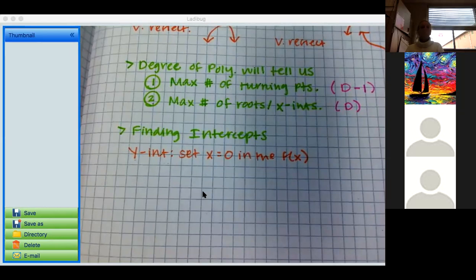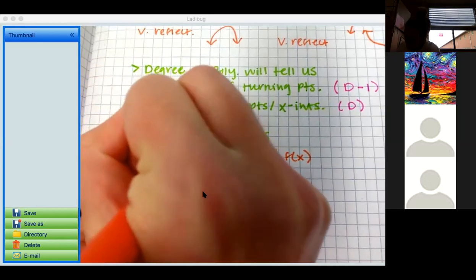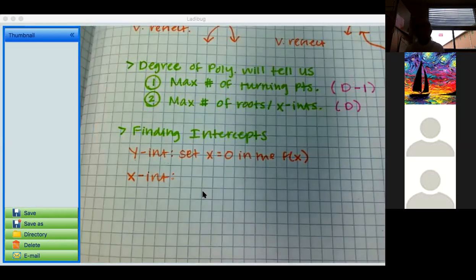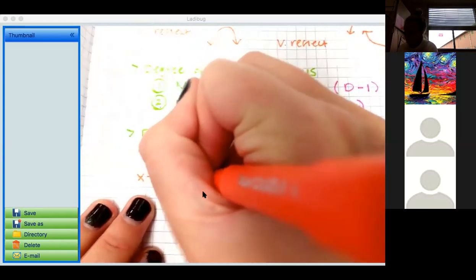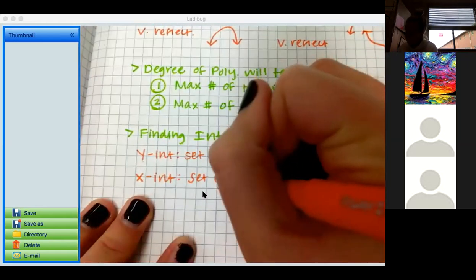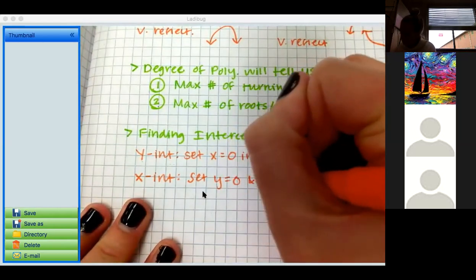And then for polynomial functions, to find an x-intercept, what can we do? Set y equal to 0. Okay, and do what? Solve. By. Good, and solve by factoring. Beautiful.